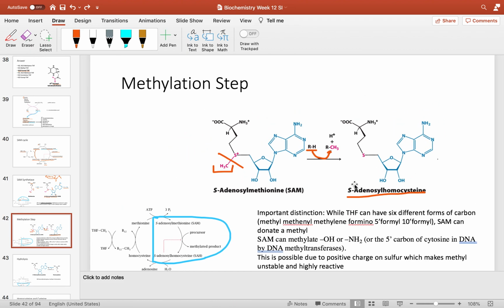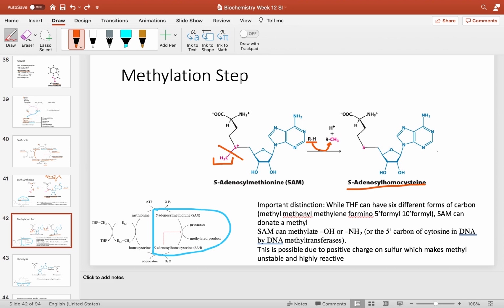And an important thing to note about SAM here is it's different from THF. We saw from before that THF had those 6 forms, right? It had the methyl, methanol, methylene, formamino, formal. So it had all those 6 different forms. However, SAM can only donate a methyl group, whereas THF could donate any one of those 6 types of groups. And an important thing to know is SAM can only methylate at OH or NH2 residues.